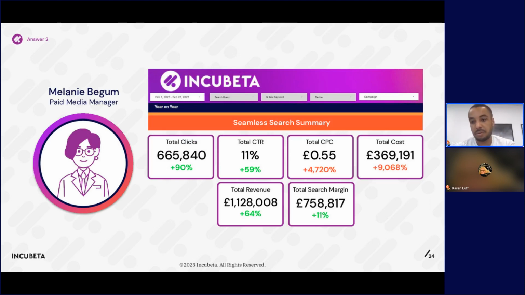So what happens here with Seamless, we can see that we've got some quite big figures here. However, when we take it from the top line, we increased the clicks across the board by 90% and the click-through rate went up. Obviously, we are now running more paid activity. This does lead to a big increase in cost. But as you can see, this is handled by the fact that the revenue's gone up over 64%, and also the total search margin has increased here as well. So again, another win from the Seamless perspective.